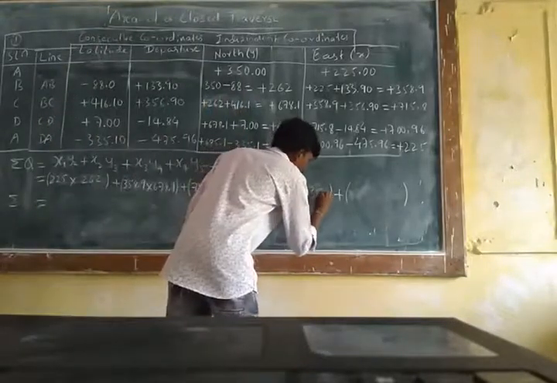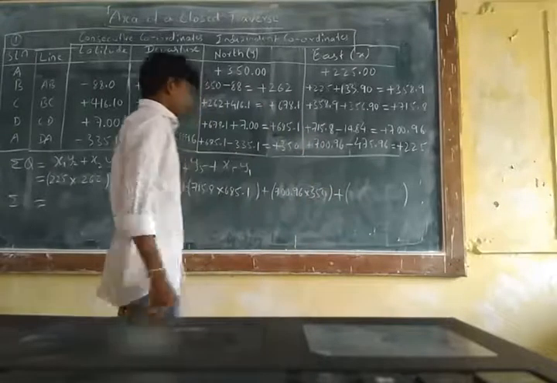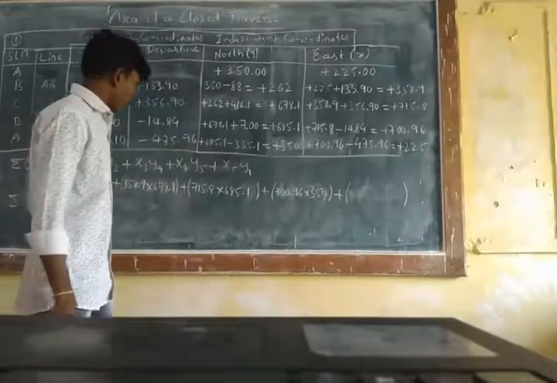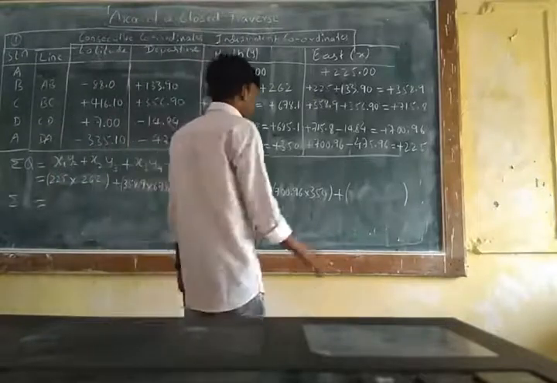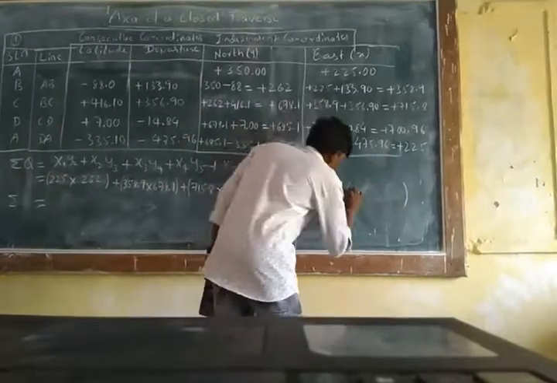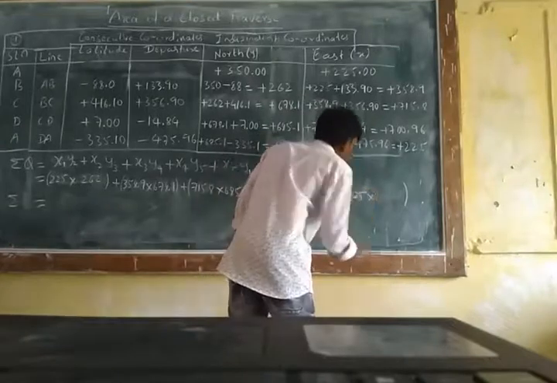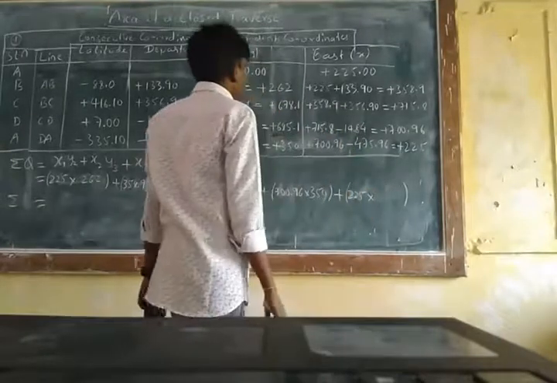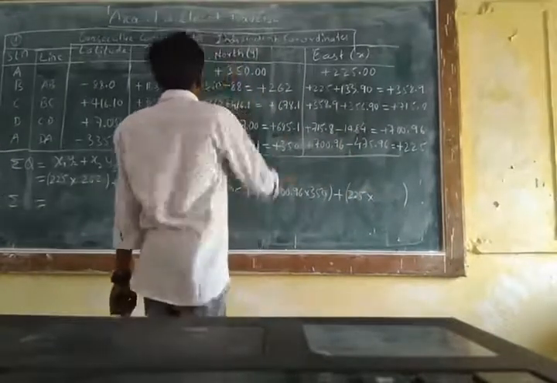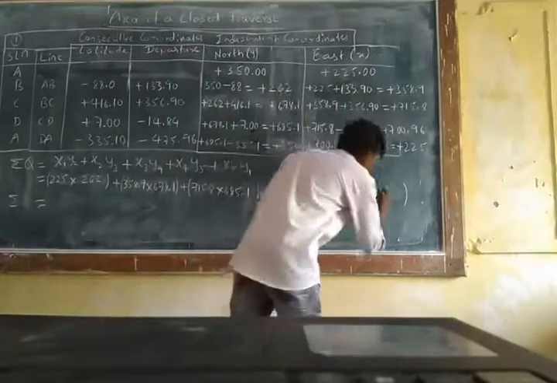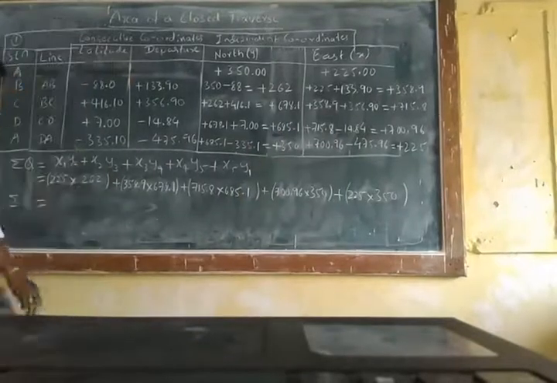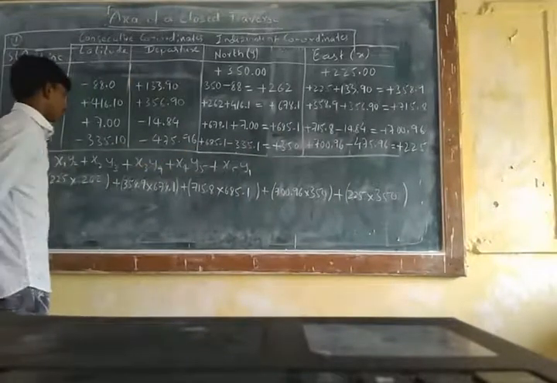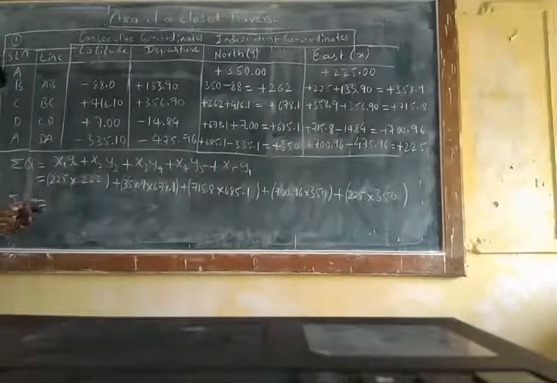Now plus, we have to move to the next, that is x5. The x5 is 225. So, 225 multiplied by y1. The y1 is 350. Again, 350 here. Now take a look at the substitutions here and start calculating.